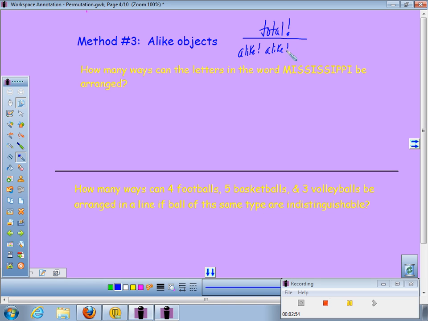Alike, you could see, if you have more than one thing that's alike. Like here we have S's that are alike, we have I's that are alike, and we have P's that are alike. So we're going to have three things on the bottom of ours. Yes, what else can I see?